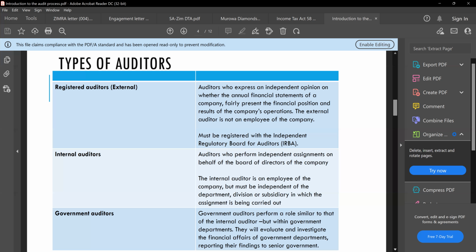Then there's government auditors. Government auditors perform a role similar to that of the internal auditor, but within the government departments. They will evaluate and investigate the financial affairs of government departments, reporting their findings to senior government.